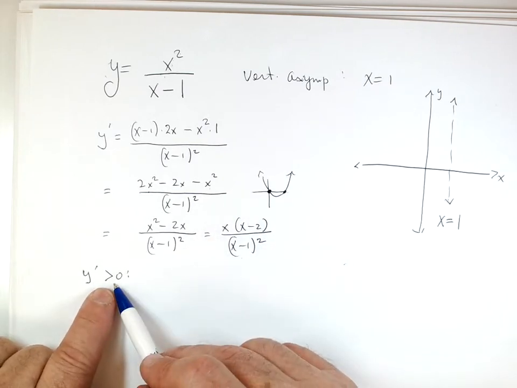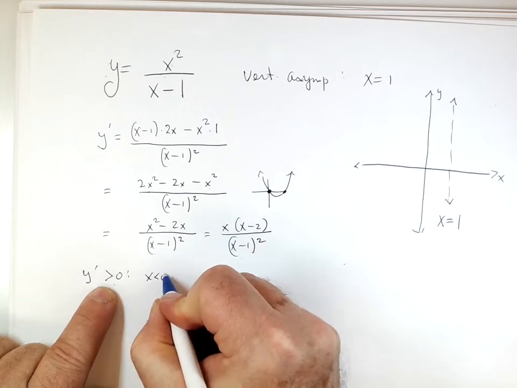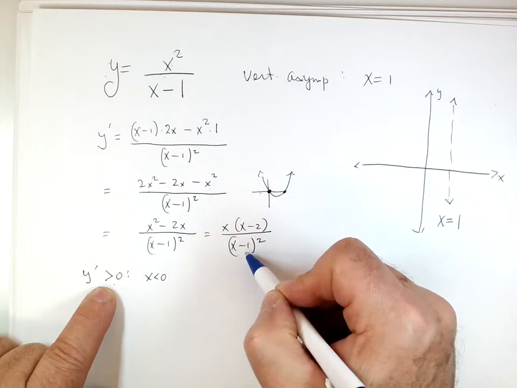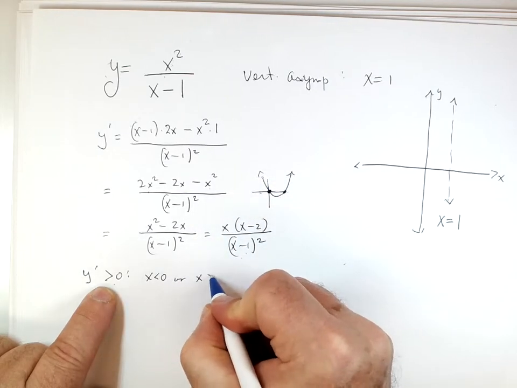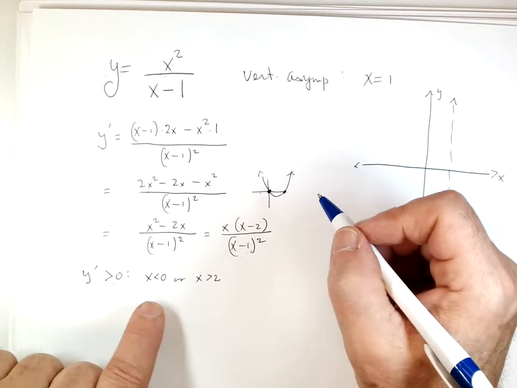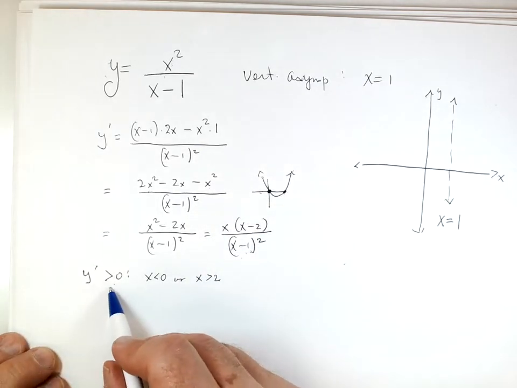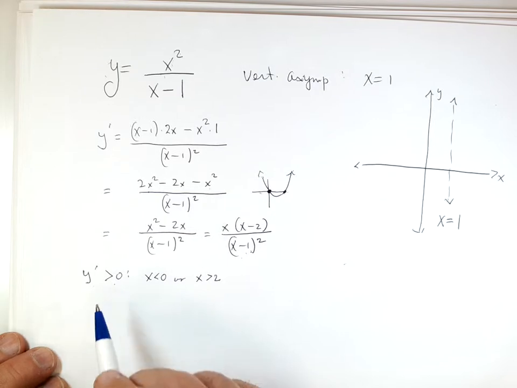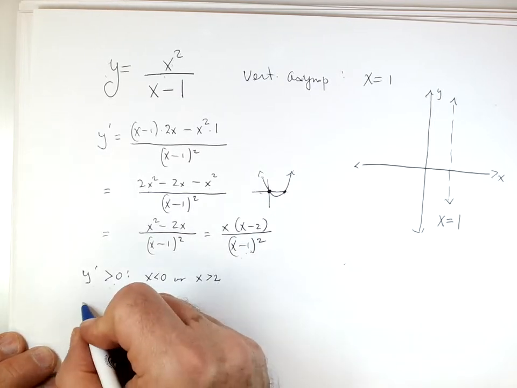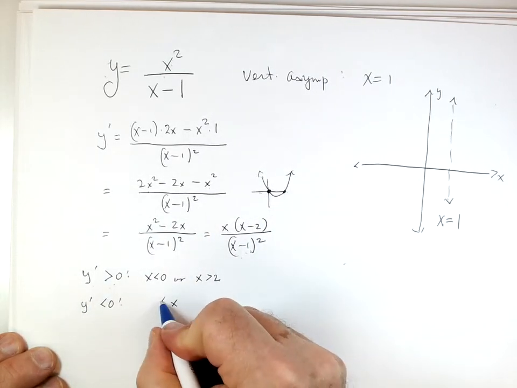When is the first derivative positive? It's positive when x is less than 0, because this part will be positive, and this is positive, or x is greater than 2. This is positive, and this is positive as well. X is less than 0 or greater than 2. The first derivative is positive, and the graph is going to be rising, as long as x is less than 0 or greater than 2. Where's the first derivative negative? It's negative between 0 and 2.